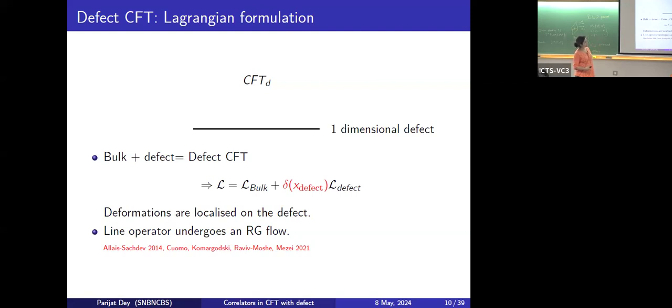So as you can see, here is a delta function with this argument, which is the position of the defect. So this part survives only when we are on the defect.